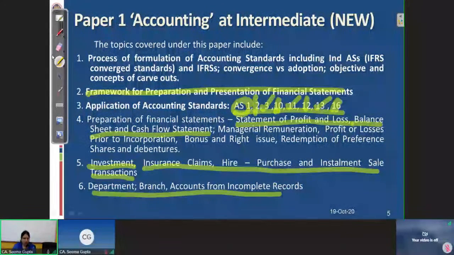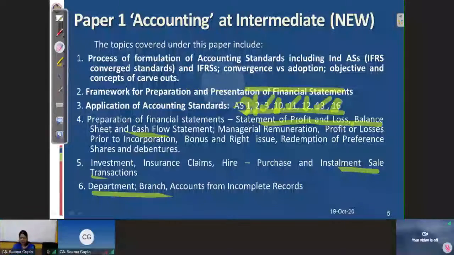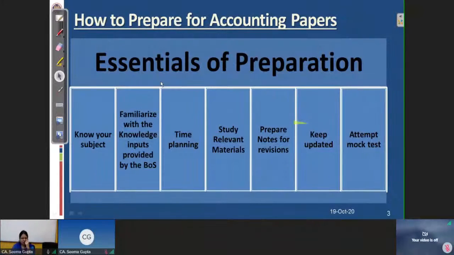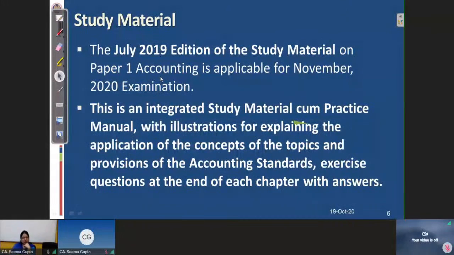So now, under the second part of our syllabus, now we come to the second part, where we have enough practical problems, a lot of illustrations with examples which explain the application of the concepts of the topics and provisions of the accounting standards.